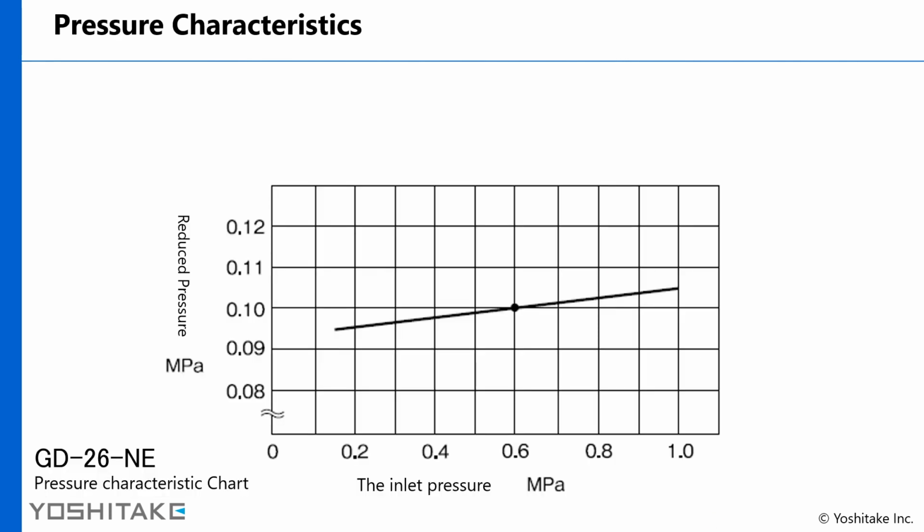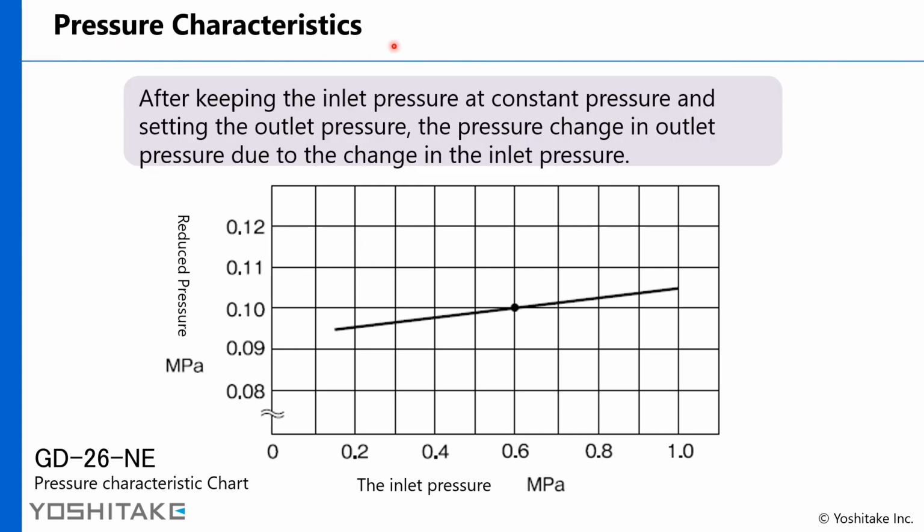This slide will explain about pressure characteristics. After keeping the inlet pressure at a constant pressure and setting the outlet pressure, the outlet pressure changes due to the change in the inlet pressure. If we read this sentence, it's not easy to understand, so I will explain using this graph.